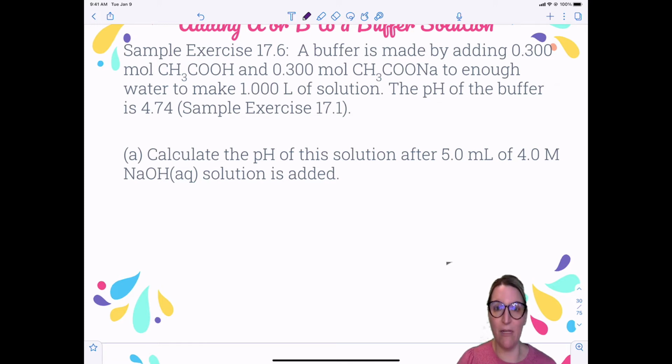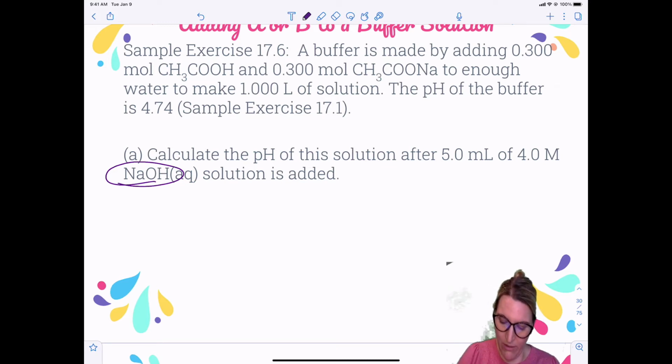So remember that these are done in two parts, right? There's the BCA and then ICE. The BCA is done in terms of moles, and it is whatever we're adding. In this case, we're adding the base, so therefore we would show it reacting with the acid.